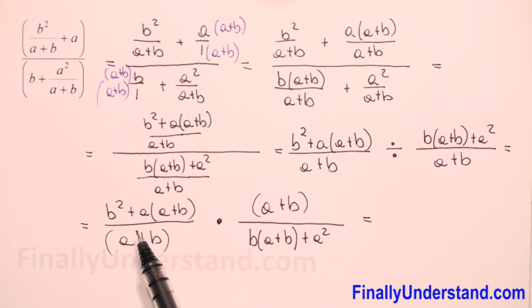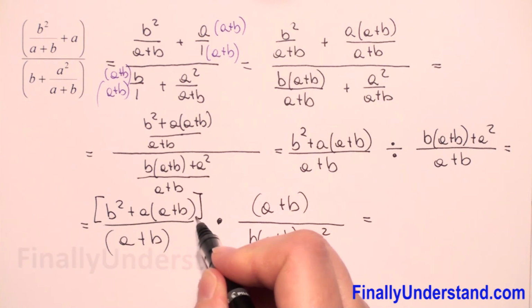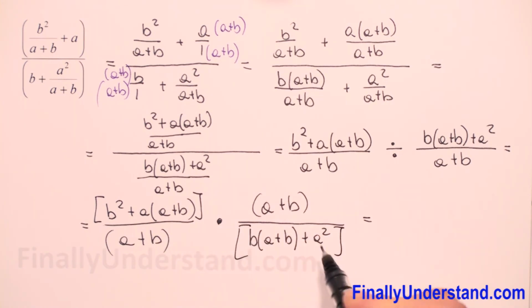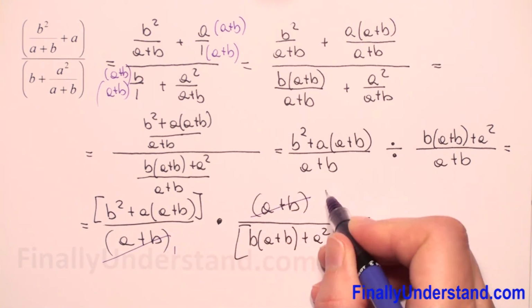Now we have to multiply numerator times numerator, denominator times denominator. It means this whole expression I can put in brackets. I have to multiply by a plus b. But let's check first. We have multiplication here and here, and the same term in parentheses. So we can cancel out a plus b and a plus b will be 1.